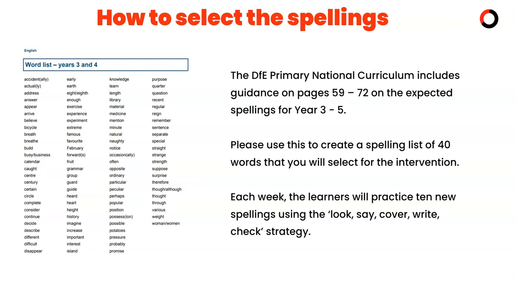How to select the spellings. The DfE National Curriculum includes guidance on pages 59 to 72 on the expected spellings for years 3 to 5. So please use this to create a spelling list of 40 words that will be used for the intervention. Each week, the learners will practice 10 new spellings using the look, say, cover, write, check. And then in the final week, there'll be a consolidation to review all the spellings.